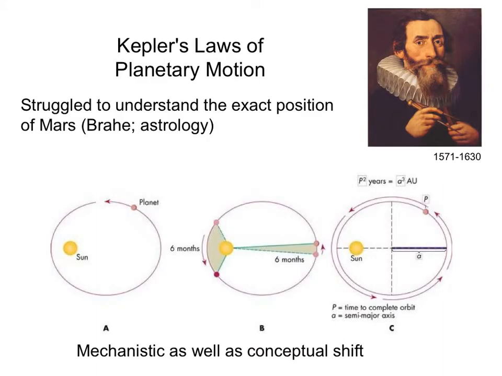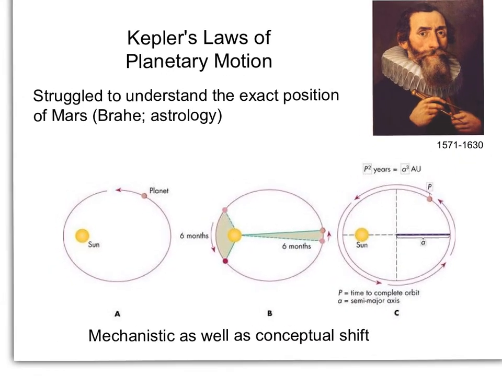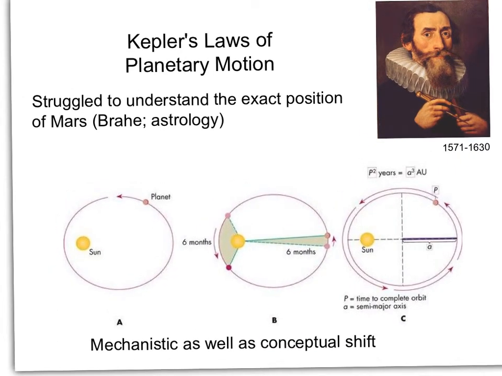Anybody recall from the readings back then or from what I sent around recently, what are the three laws of planetary motion that Kepler came up with? Study guide, Kepler's laws will be on the exam. Okay. So, three laws of planetary motion.